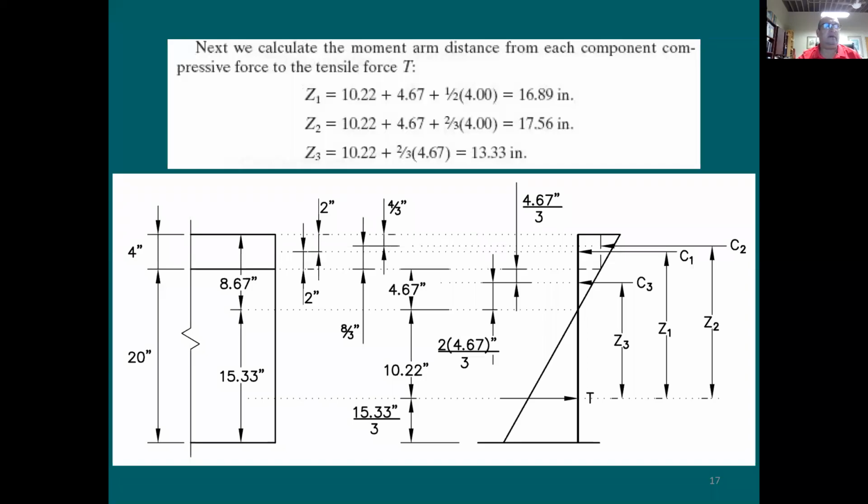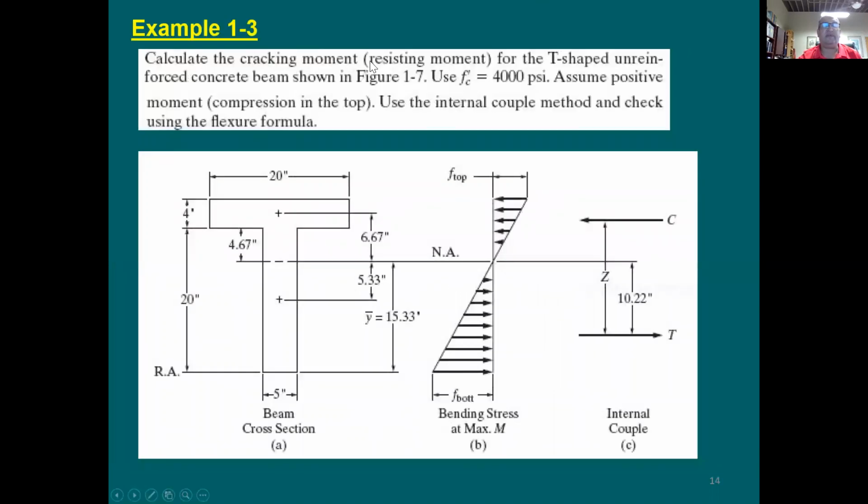So we're still working on the uncracked section, and we have this example, if you guys recall, example 1.3. The question here is to determine the cracking moment, and the cracking moment is going to be that moment which, if you apply it to the beam, is going to crack at the bottom, at the tension side. Concrete strength was given as 4,000 psi. And it says here, use the internal couple method to check using the flexure formula.